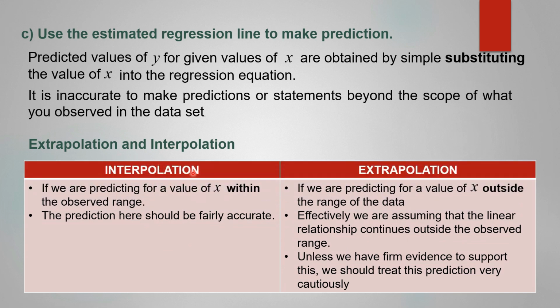First, let's look at interpolation. If we are predicting for a value of x within the observed range, the prediction here should be fairly accurate. Whereas for extrapolation, if we are predicting for a value of x which is outside the range of the data, effectively, we are assuming that the linear relationship continues outside the observed range. Unless we have firm evidence to support this, we should treat this prediction very cautiously.